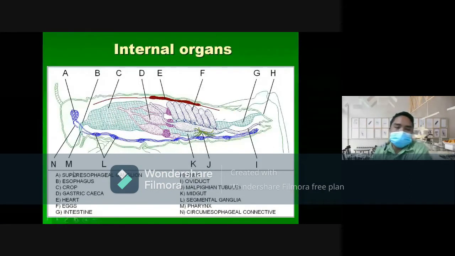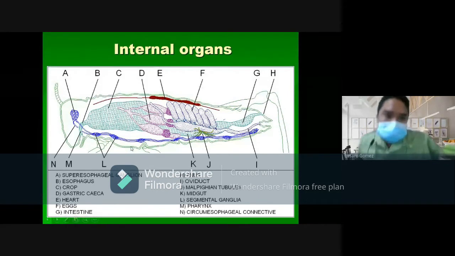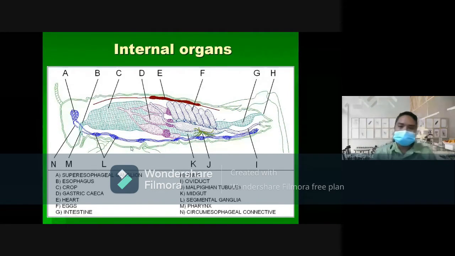Okay, for the internal organs of an insect, which we are going to discuss this evening, the internal structures of an insect, we have letter A, the supraesophageal ganglion. Okay, it is an internal organ of an insect. And the next one is what we call the esophagus.